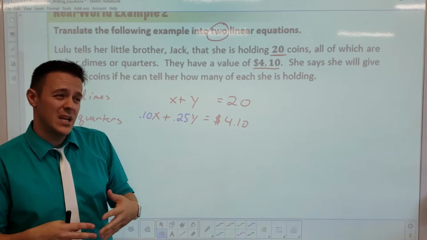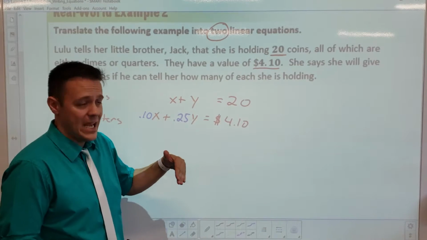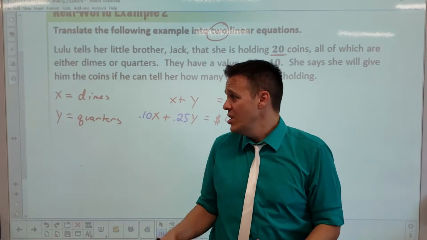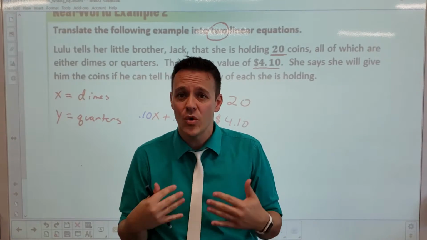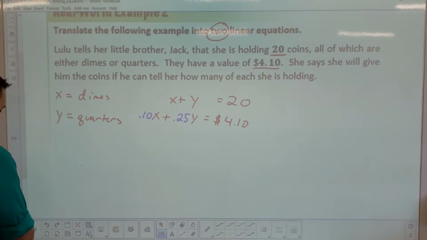In the future, around January, when we do systems of equations, I'll show you how to solve it by hand once by doing substitution, but then I'm going to show you how to do it in Desmos. You'll just graph the lines, okay? And when you graph them, the intersection is your answer. And we'll be able to tell right away how many dimes and quarters that we have.